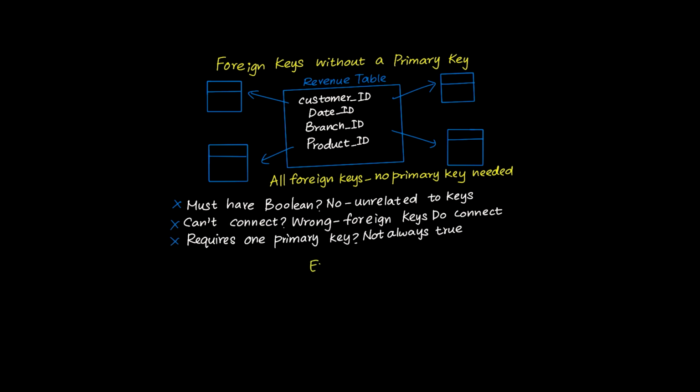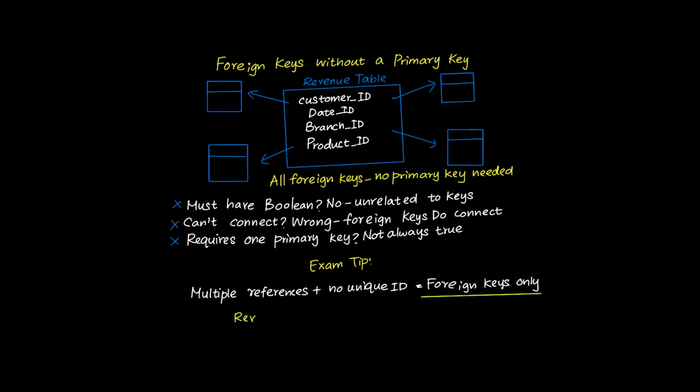Here's a WGU D467 exam tip for you. If a question describes a table with multiple reference columns but no unique identifier, it's a table with foreign keys only and no primary key. Quick recall hook: revenue tables can run on foreign keys alone.